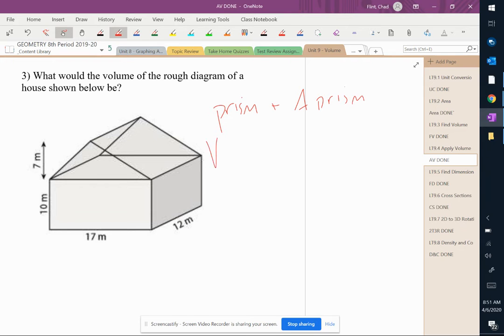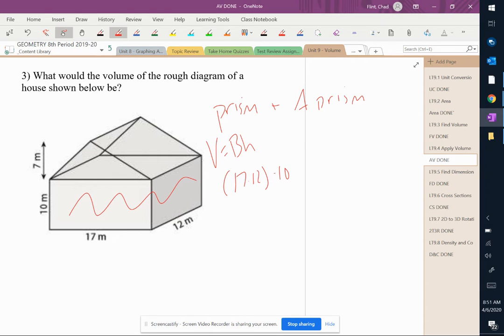But this prism here is base times height. The base is 17 times 12. And I did look at the units and see that they're all in meters, so we're covered there. And the height of that prism is 10. So there is the first bottom prism, this one, taken care of.